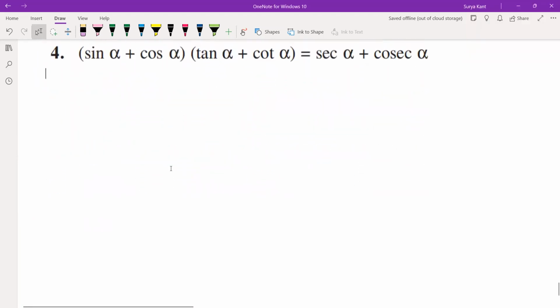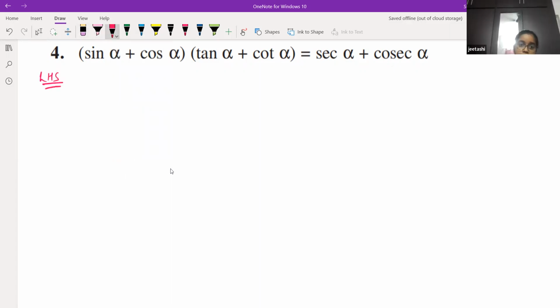See, question number 4 is: sine alpha plus cos alpha, into tan alpha plus cot alpha, is equal to sec alpha plus cosec alpha. Simply try to convert into sine and cos form and get the answer as the RHS. I'll ask Jitashi here. Jitashi, just tell me the steps and all. I'll do it in front of you. First step, tell me, the LHS part will start off, okay?